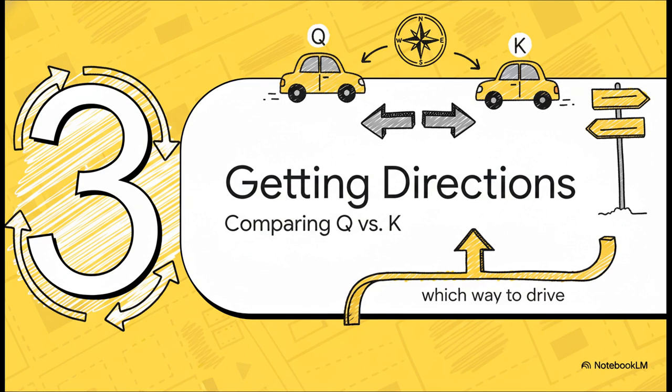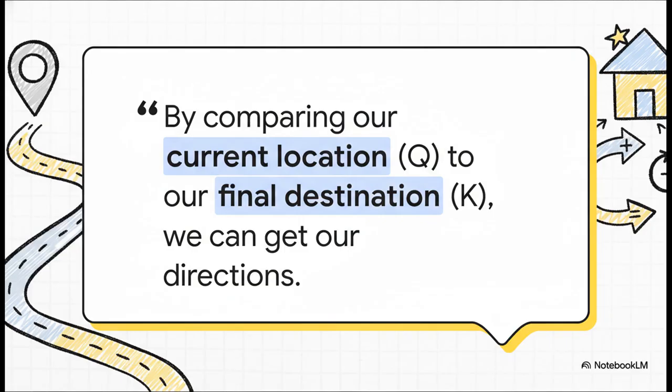All right, we have our destination, K. We have our current location, Q. Now for the moment of truth, figuring out which way to drive. This is where we finally compare the two. It really all comes down to this one simple comparison. By putting our GPS coordinate, Q, right next to our destination, K, we instantly get our turn-by-turn directions.